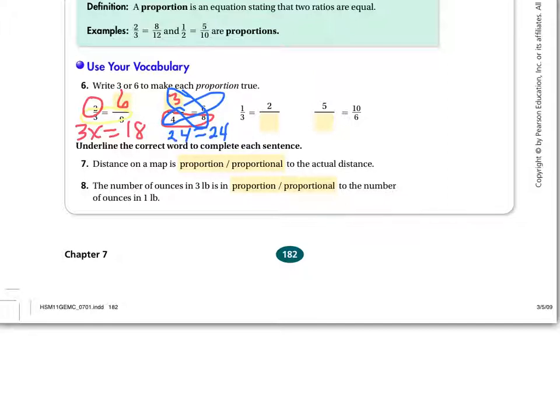So I want you to do the 1/3 equals 2 over blank, and the 5 over blank equals 10 over 6. See if you can figure out what those are using either of the two methods that we talked about. And then when you get your answers, you can share with those around you.